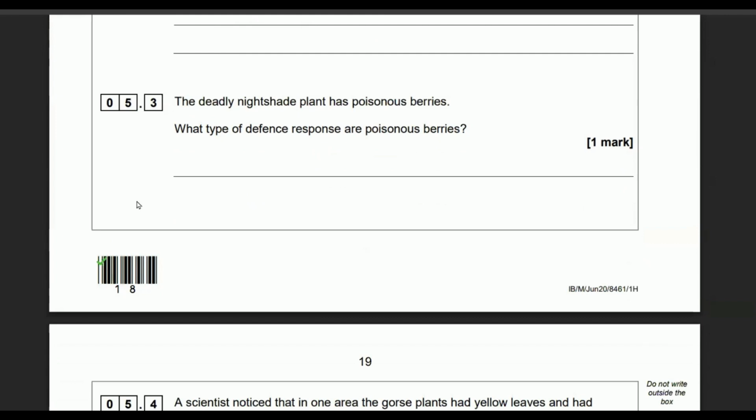The deadly nightshade has poisonous berries. What type of defense is poison? Poison is a chemical. Okay, so it's a chemical defense. So obviously that works by when the rabbit or whatever herbivore it is eats a few of the berries, it gets sick, starts to vomit, and yeah, it goes, I'm not eating from that plant again.